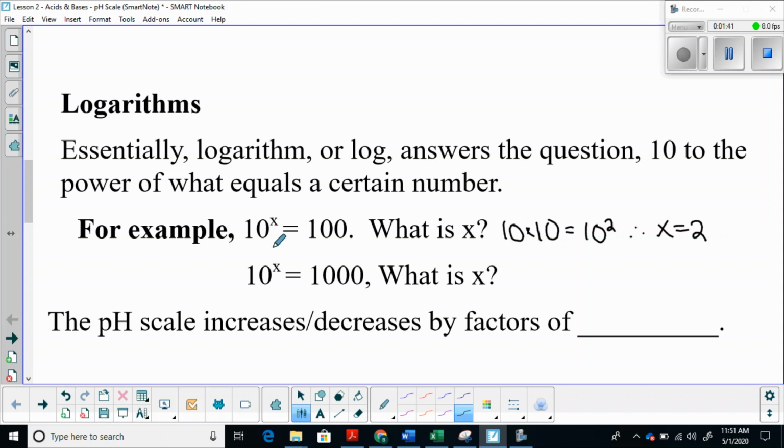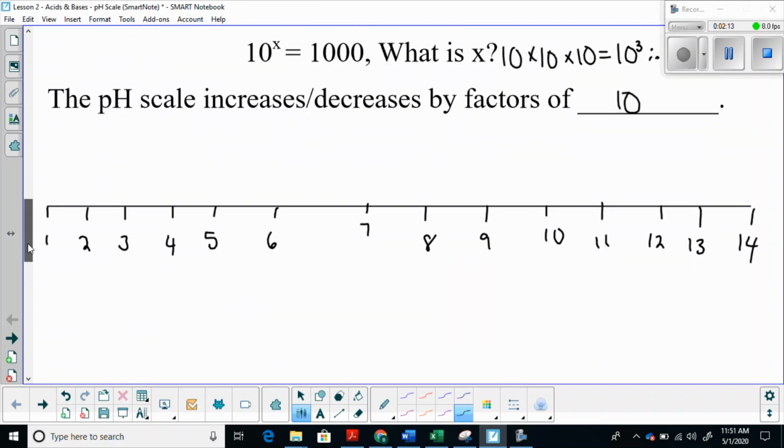Same thing here. What is the power of x if 10 to the power of x equals 1,000? In this case, you are actually going to have 3 of them multiplied together. So 10 times 10 times 10, which is the same thing as saying 10 to the power of 3. Therefore, x is equal to 3. So on a pH scale, we increase and decrease by factors of 10. Let's go down and explain that to you.